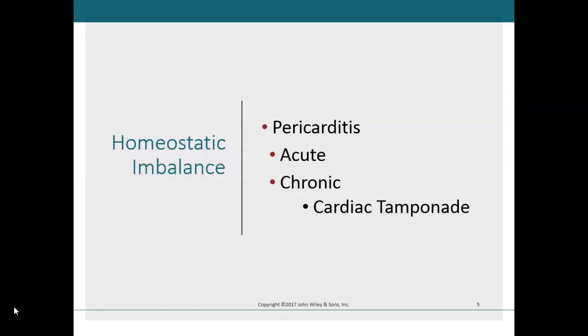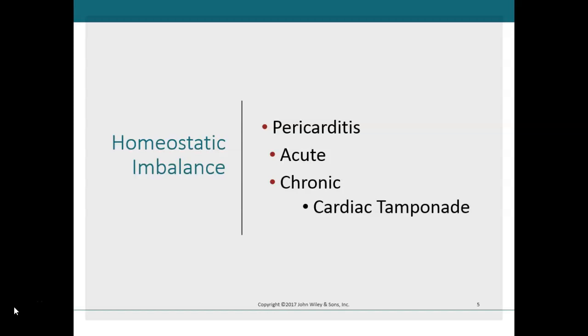So since we just learned about the pericardium, I thought this would be a good place to talk about a homeostatic imbalance called pericarditis, or inflammation of the pericardium. So let's look at this word again. Remember, I've been talking to you a lot about how important it is to look at words that you might not otherwise recognize. So peri means around, cardi is heart, and itis, anytime you see itis, think inflammation.